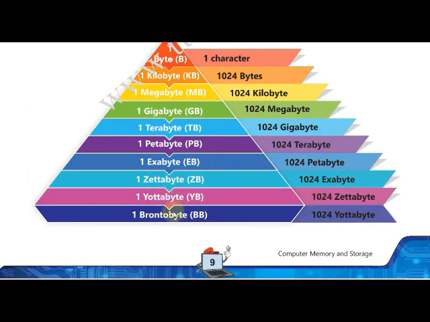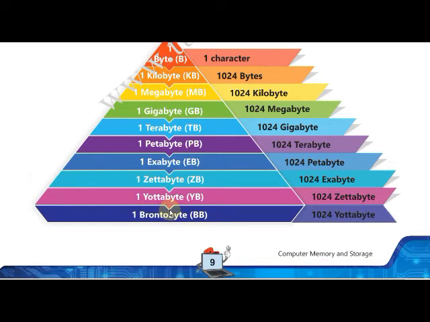Okay, and at the end, next and last, that is 1 brontobyte. 1 BB, brontobyte, is equal to how many yottabytes? 1024 yottabytes. Means 1024 yottabytes is equal to 1 brontobyte. Means 1024 yottabytes make 1 BB, 1 brontobyte.